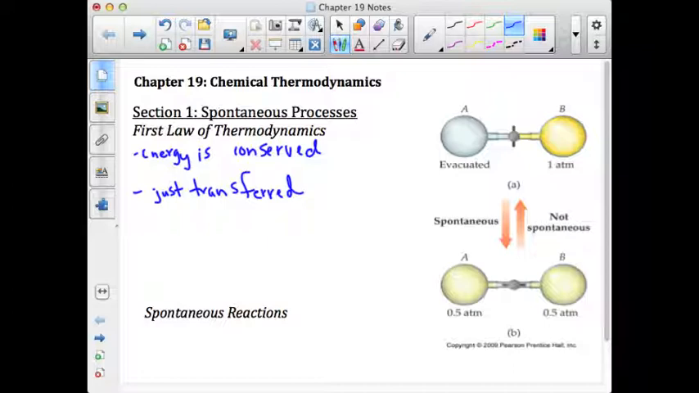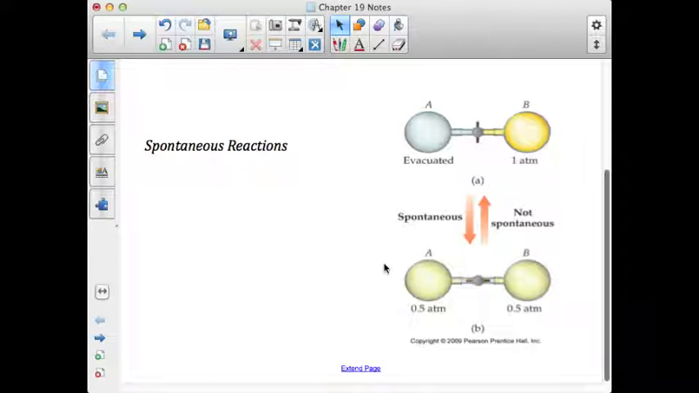Okay, easy stuff. We're talking about spontaneous reactions. Spontaneous reactions are processes that occur without any outside intervention. It means it just goes. If I want to decompose salt into sodium and chlorine, it will not happen. But I can readily get sodium and chlorine to combine to make salt. So a spontaneous reaction is one that occurs without any outside help.